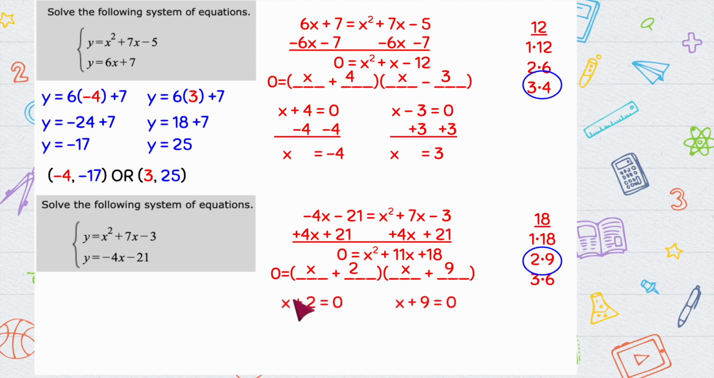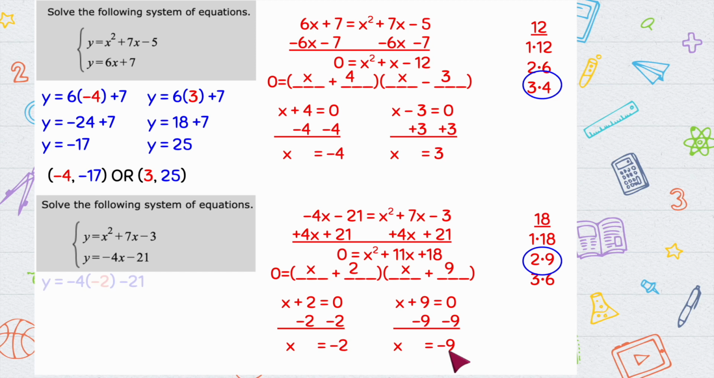So I have x plus 2 equals 0, x plus 9 equals 0. I'm going to solve. So I'm going to subtract 2 from both sides, and I get x equals -2. I'm going to subtract 9 from both sides. I get x equals -9. All right, so again, this is the x coordinate.